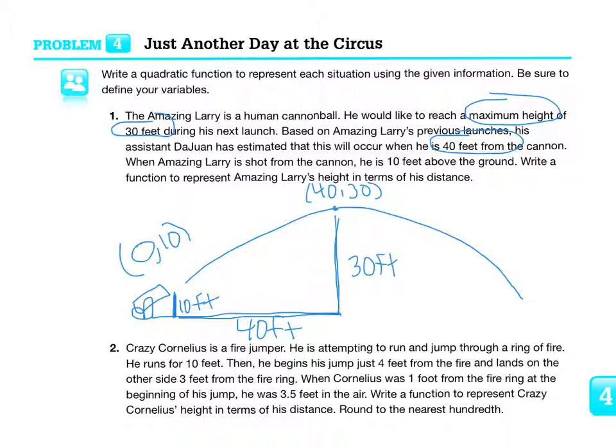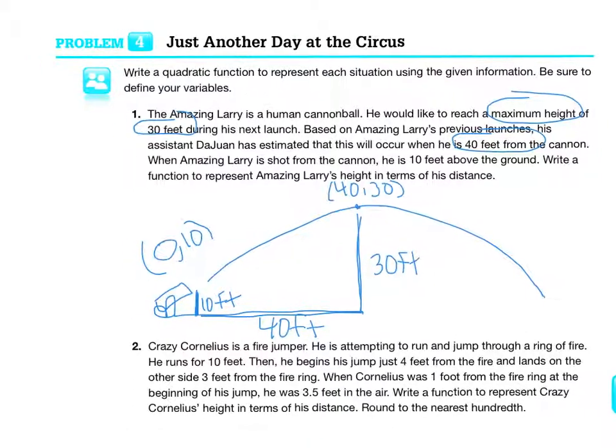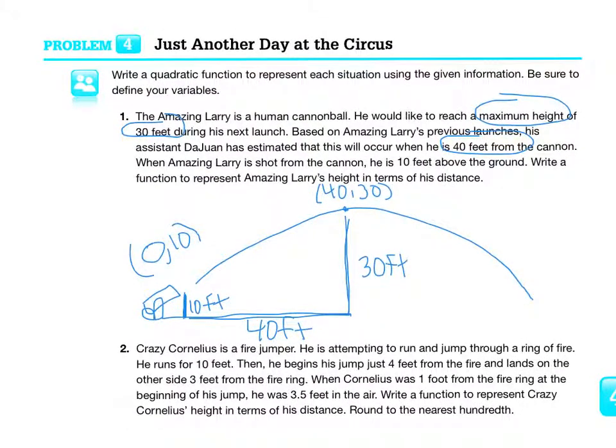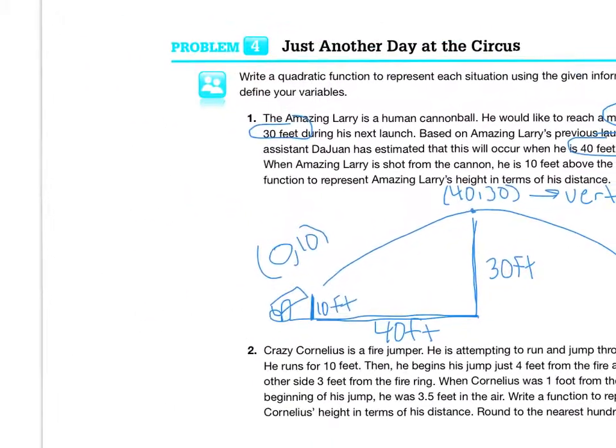We have 2 points, one of them with the maximum height. So this piece right here is really called the vertex, because that's the top of our parabola. And then we have our basically y-intercept. So we're going to use those 2 points to create our equation. We are going to use our vertex formula.